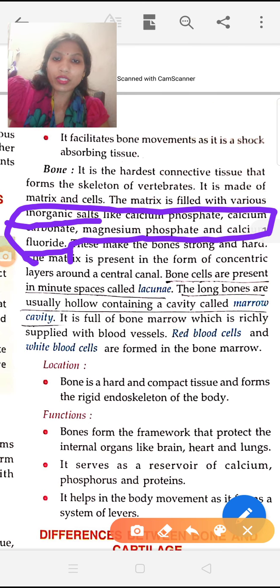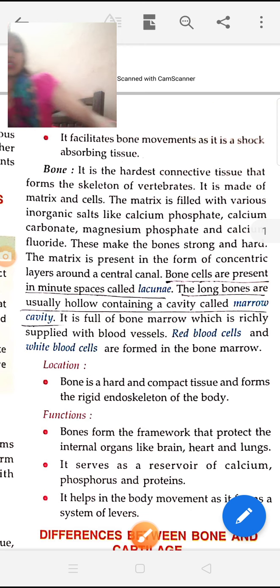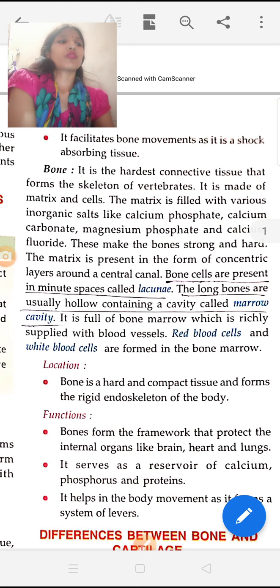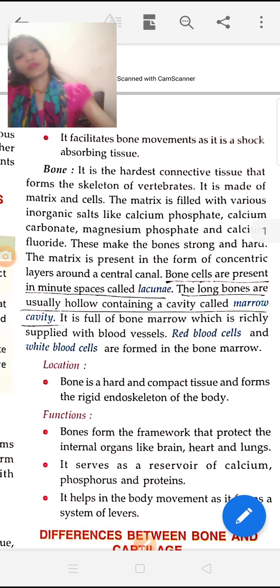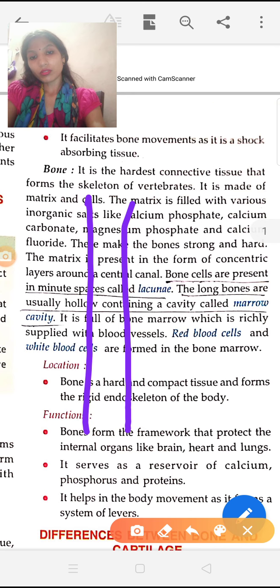The bone cells are present in minute spaces called the lacunae. The long bones are usually hollow, containing a cavity called the marrow cavity. It is full of bone marrow, which is richly supplied with blood vessels. The red blood cells as well as the white blood cells are formed in the bone marrow. I would like to explain a little what the bone marrow is. Suppose that it is a long bone.